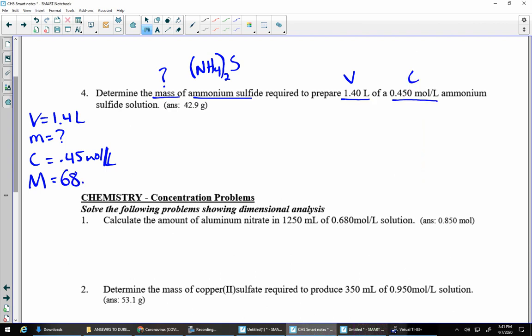68.17 grams per mole. Now I should mention, if you're confused about this molar mass stuff, go check out the review video that includes molar mass. Go check that one out.